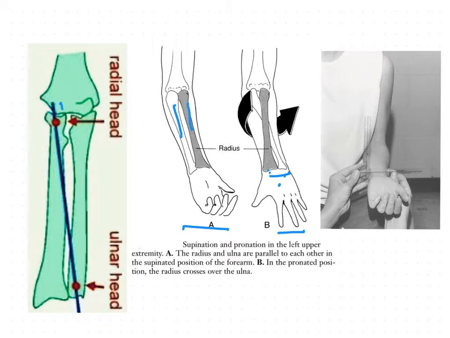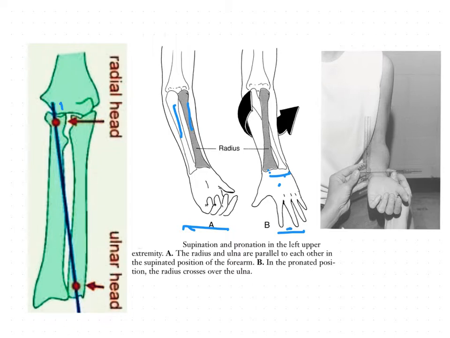Okay, in the case of supination, what will happen? The ulnar head slides from the palmar aspect of the ulnar notch in full supination. These are the things happening during supination and pronation.